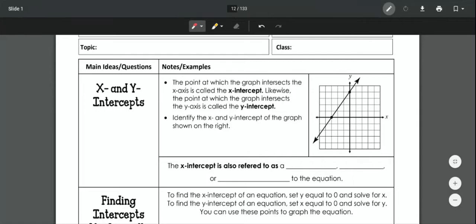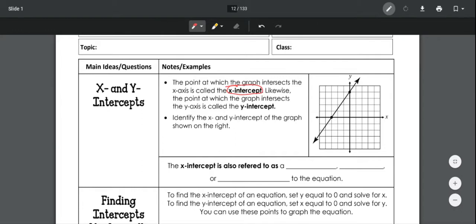This video is going to be covering x and y intercepts. We're going to look at finding them algebraically, and we'll also look at how to find them when you're just given a graph. But those are a little bit easier than finding them algebraically. So first, let's start off with just what an x and y intercept is.